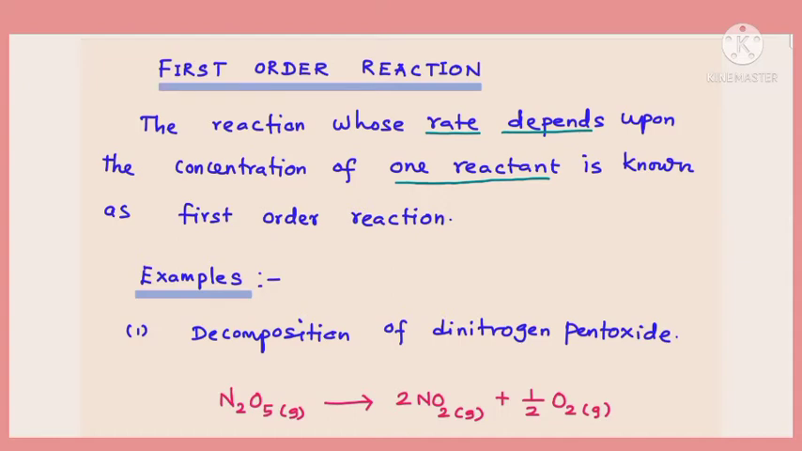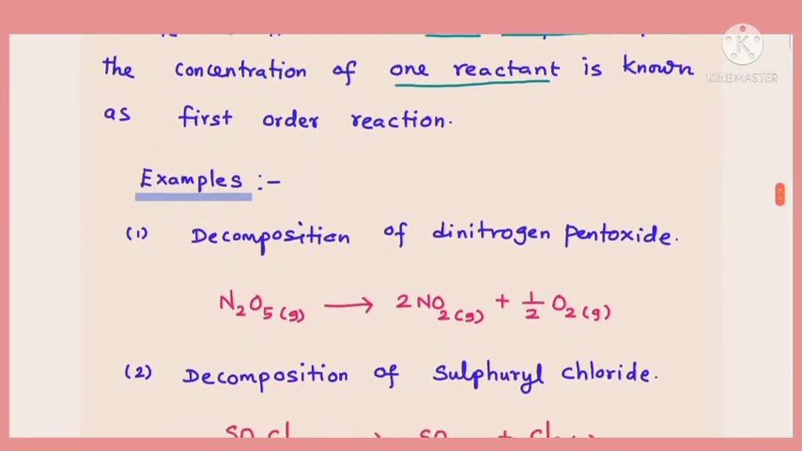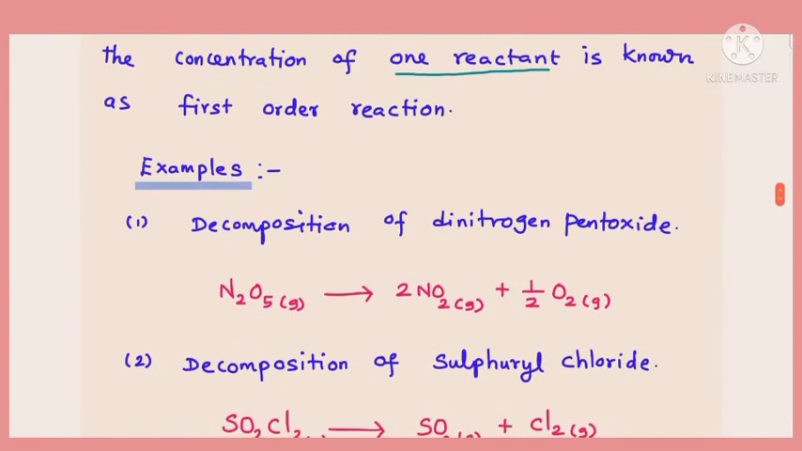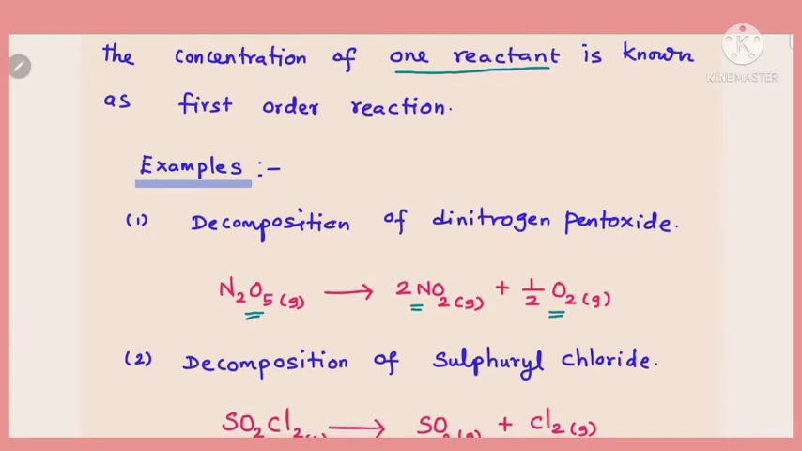I have given some examples for first order reaction. Decomposition of nitrogen pentoxide: nitrogen pentoxide, N2O5, on decomposition gives nitrogen dioxide, NO2, and oxygen. This is an example of a first order reaction because the rate of this reaction depends upon the concentration of nitrogen pentoxide, N2O5. So it is a first order reaction.